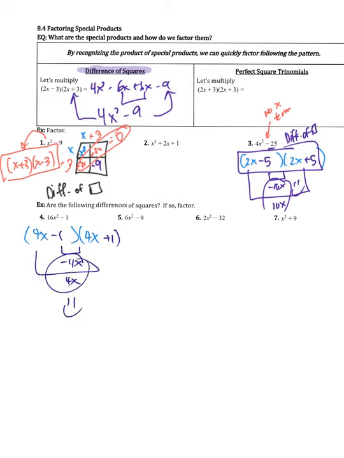This is 0. That makes me a happy face here. So this is going to be 4x plus 1, 4x minus 1. So yes, this is the difference of squares.